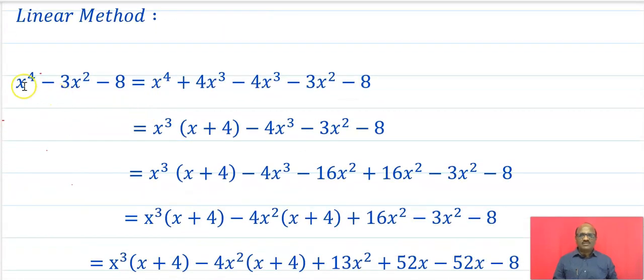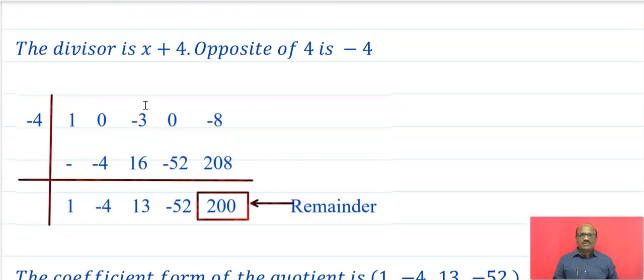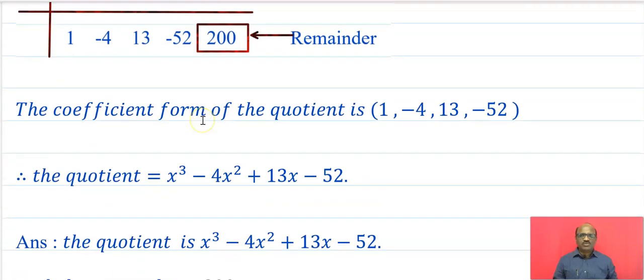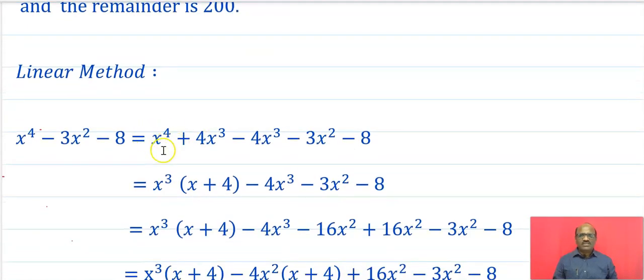Now the linear method. Now see this here. The divisor is x plus 4. Now adjust all the terms such that in bracket I will get x plus 4. Now always consider the first term. Here is x raised to 4. I can take x cube common so that in bracket I must get x plus 4. Therefore, what should be the second term?